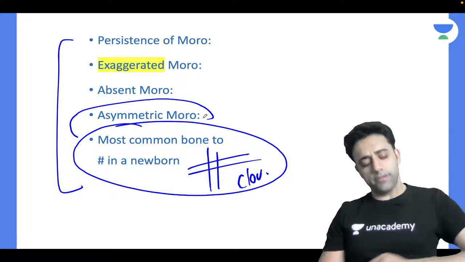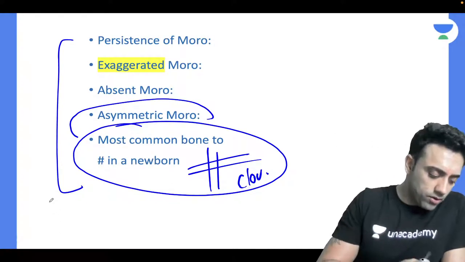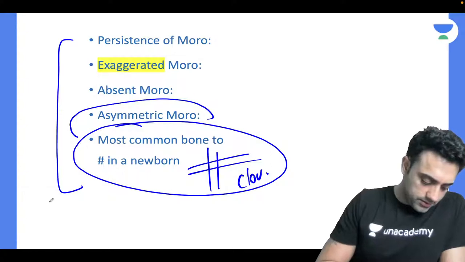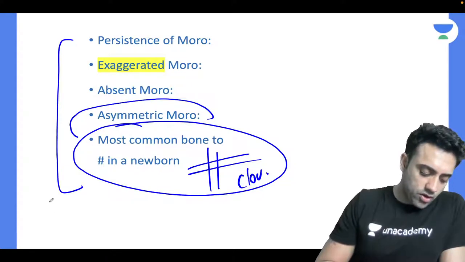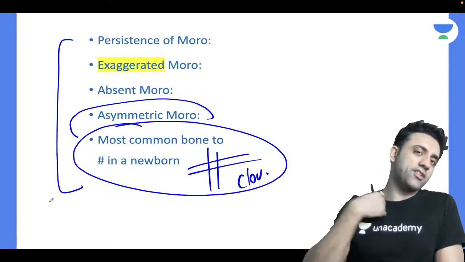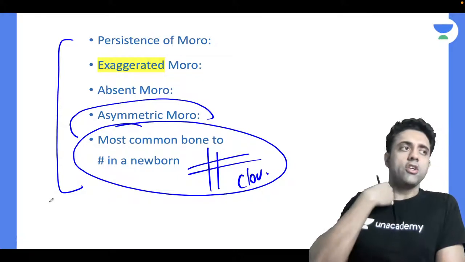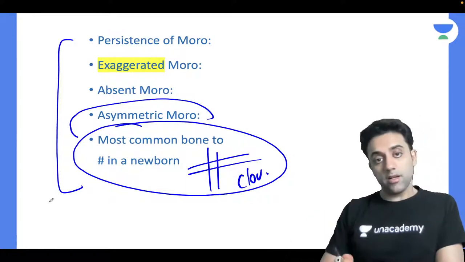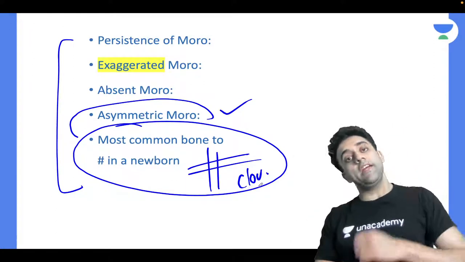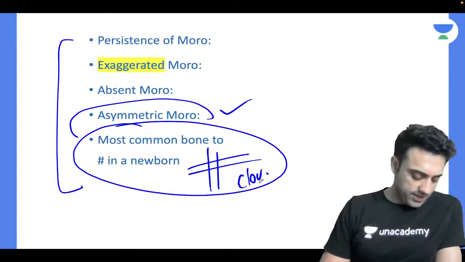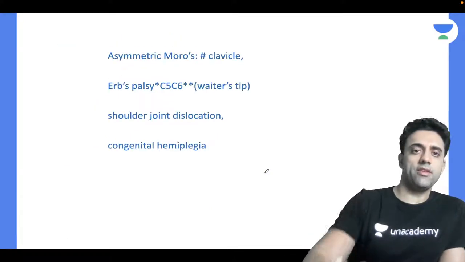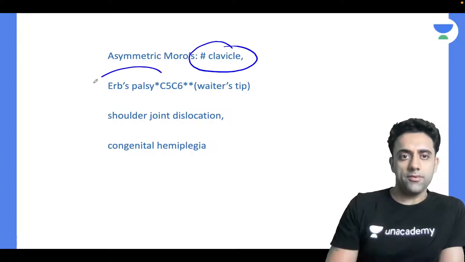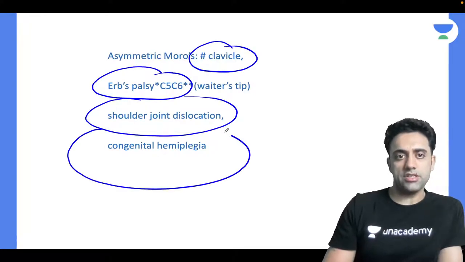What are the causes of asymmetric Moro reflex? Exactly. Fracture clavicle is a cause of asymmetric Moro reflex, shoulder dislocation, brachial plexus injury, congenital hemiplegia, Erb's palsy, Klumpke's paralysis, all these are causes of asymmetric Moro reflex. Yes, exactly, you know that, right? Very good. So the causes of asymmetric Moro are nothing but fracture clavicle, Erb's palsy, shoulder joint dislocation, congenital hemiplegia, all those conditions.